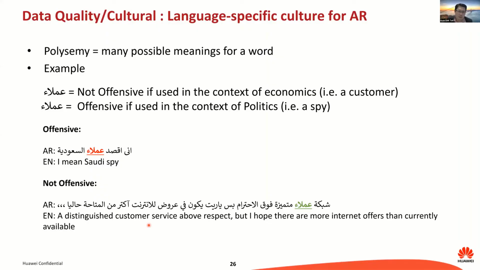There are also problems with language-specific cultural things, for example in Arabic, and I'm sure in many other languages, where a word can carry many meanings. In this particular case, when it's used in the context of economics, it is okay. But if you use it in the context of politics and refer to a spice, that's different. There are also many more cultural or data quality related issues, but I don't think I have time to cover them.